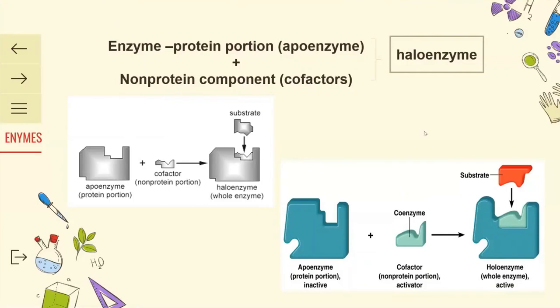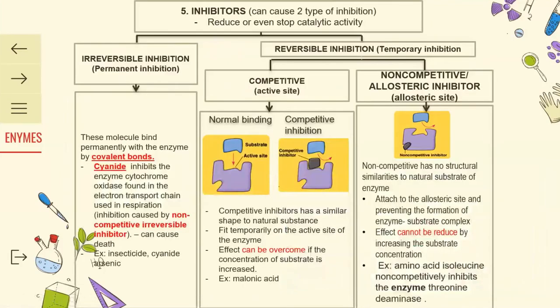So we begin today's lesson. The first subtopic is inhibition. The inhibitors cause the inhibition. There are 2 types of inhibition, irreversible and reversible inhibition. Irreversible inhibition is a type of permanent inhibition. However, reversible inhibition is a type of temporary inhibition. There are 2 types of reversible inhibition, competitive and non-competitive inhibition.